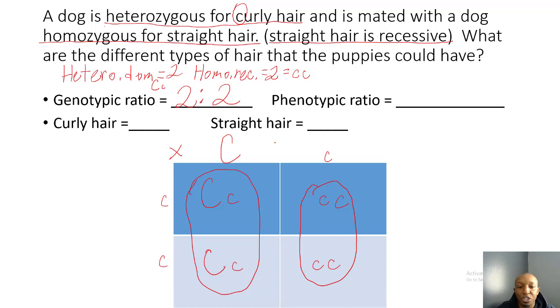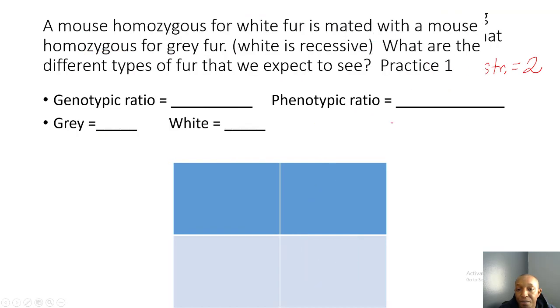Then our phenotypic ratio, notice heterozygous dominant, so that means 2 of them are going to have curly hair. 2 are going to have curly hair, and then 2 are going to have straight hair. So it's going to be 2 to 2. So curly equals 2, and then straight, and I'll abbreviate that, equals 2. So how many are going to have curly hair? That's going to be 2, or 50% of them. How many of them are going to have straight hair? That's going to be another 2, or 50% of them.